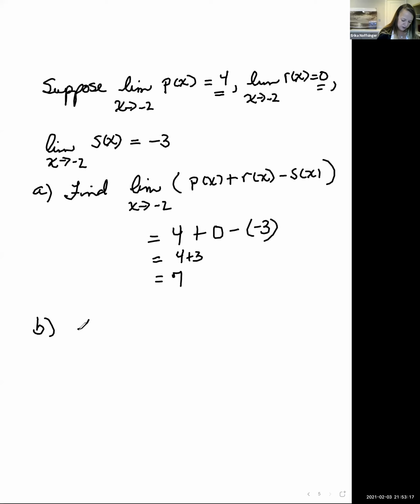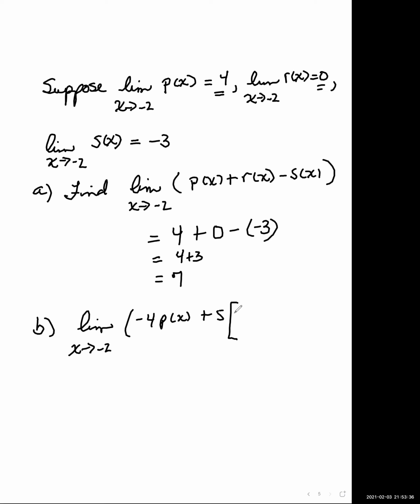Let's just do one more. So what about the limit as x is approaching -2 of the following? You have -4 all times p of x plus 5 all times the quotient r of x all over s of x.